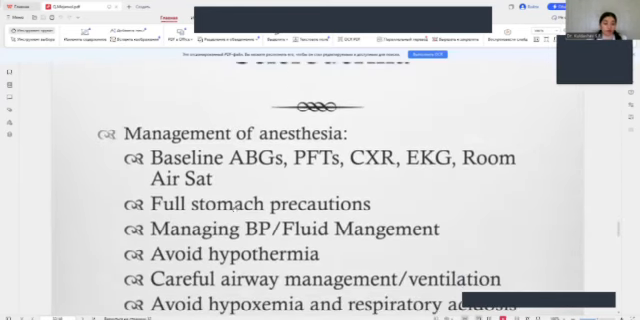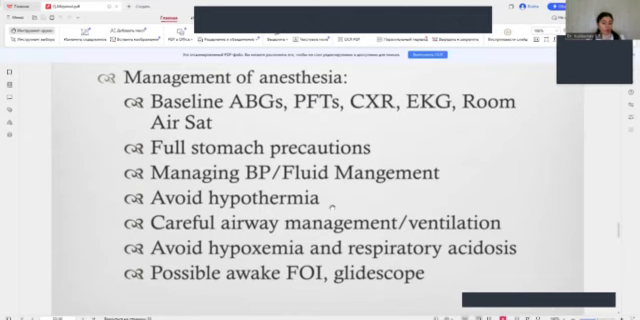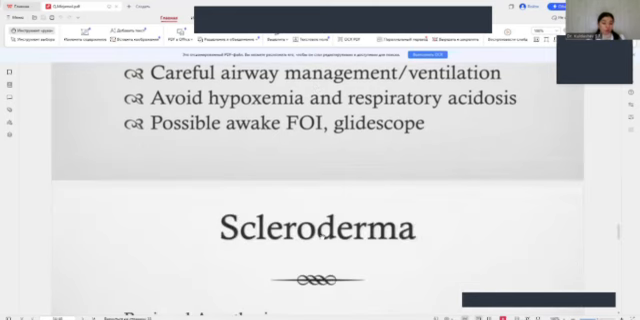So for treatment and diagnosis, first of all, this is preoperative evaluation: ABGs, PFTs, CXR, EKG, room air saturation, full stomach precautions, managing BP, fluid management, avoid hypothermia, careful airway management, ventilation, avoid hypoxemia and respiratory acidosis, possible awake fiberoptic laryngoscope.